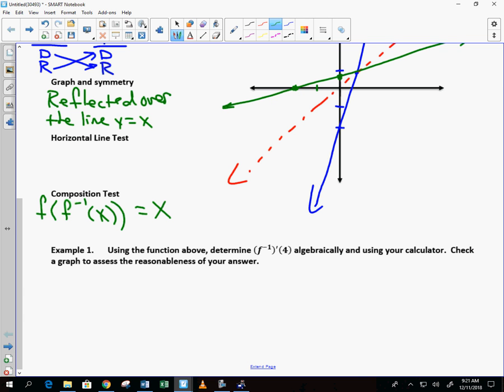And it works out that if you compose them the other way, f inverse of f of x, that will also produce x. So functions that are inverses of each other, when you compose them, they will produce x. Okay? You don't need to use any of that, really. That was all to help you remember this is what we covered last year.